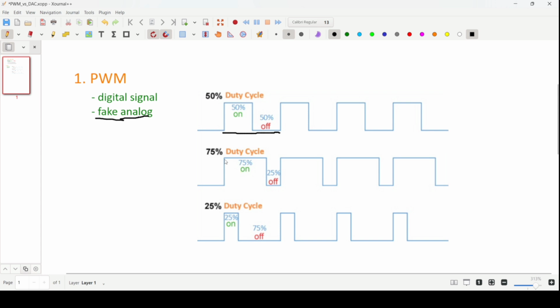And similarly for 75% duty cycle, the signal will be on for 75% of the time and off for 25% of the time. And this fast switching depends on for how much time we want the signal to be in on state and for how much time we want the signal to be in off state. So as we increase the duty cycle, the switching also increases, right? You can see for 75% duty cycle the signal is in on state for most of the time. So here switching is done so fast, and here for 25% duty cycle the switching is being done so slow.